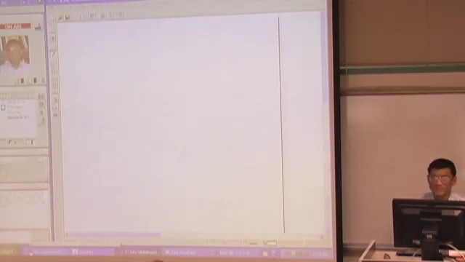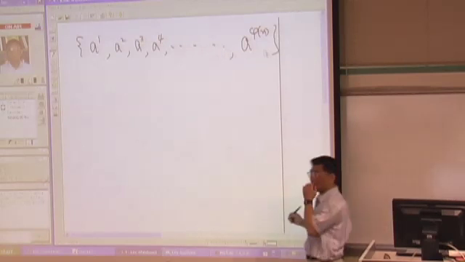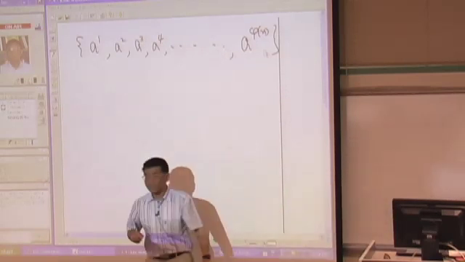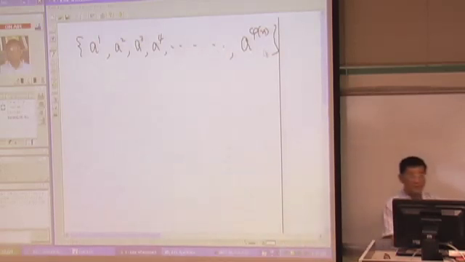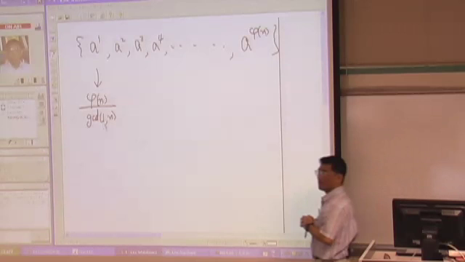among these phi of n numbers, I will calculate the order. So we have a to the power of 1, a to the power of 2, a to the power of 3, a to the power of 4, and so on up to a to the power of phi of n. So these are the numbers that we have, right? Total phi of n numbers. Then, can you calculate the order of each number? Order of this is phi of n over GCD of 1 and n, right? GCD of 1 and n.